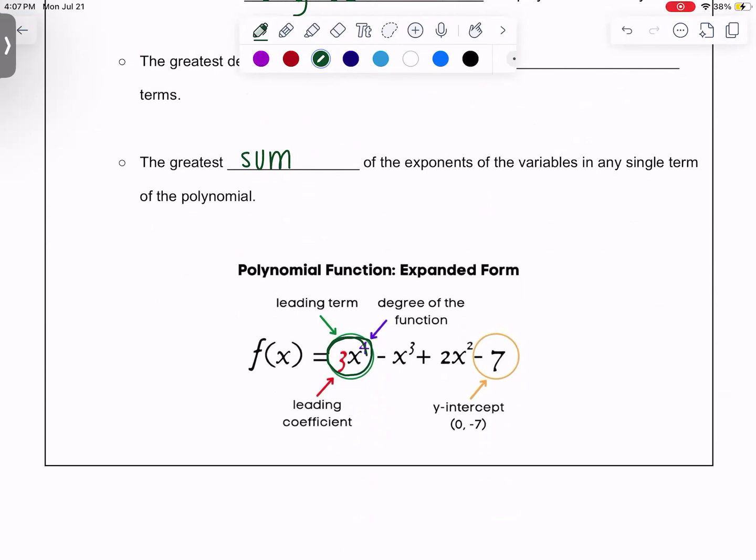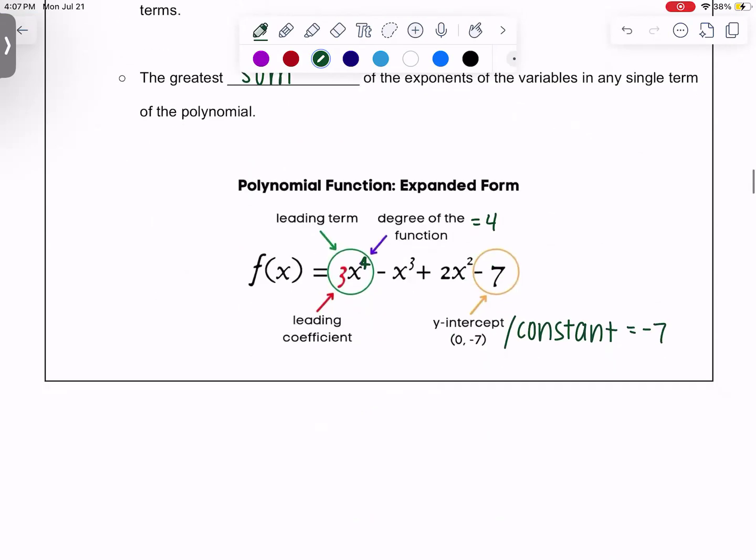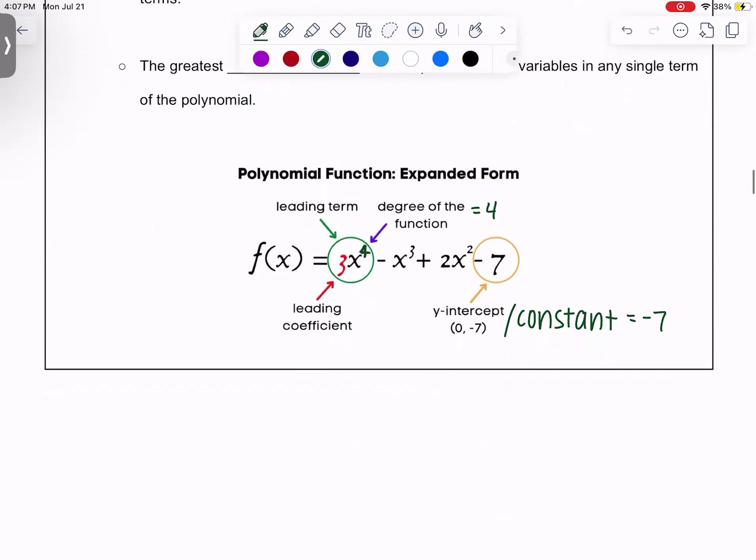Your leading term is this whole 3x to the 4th, but the degree is just 4. The degree is 4. The y-intercept, slash the constant, write it down, constant, is -7. There's a minus sign in front of our 7, and it has no variable. Let's keep going.